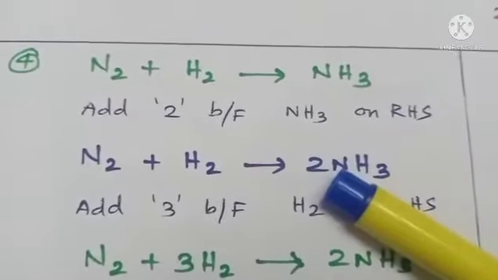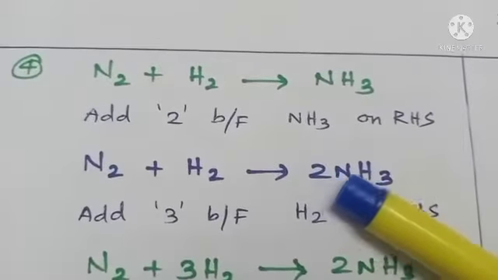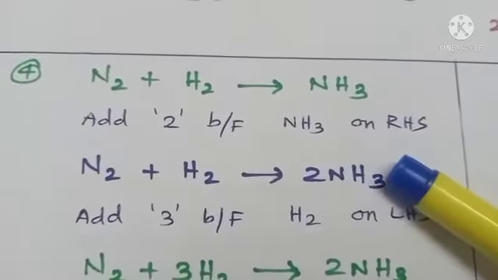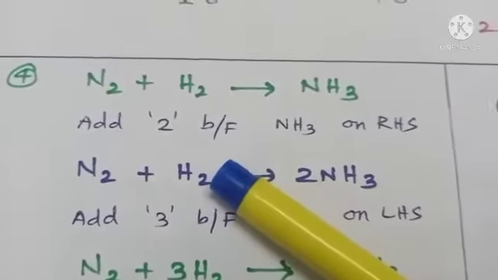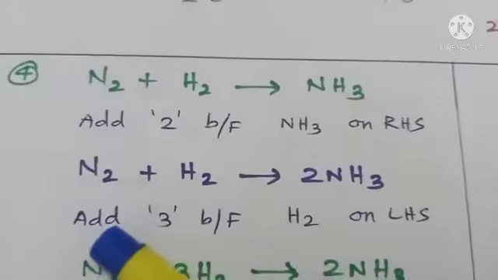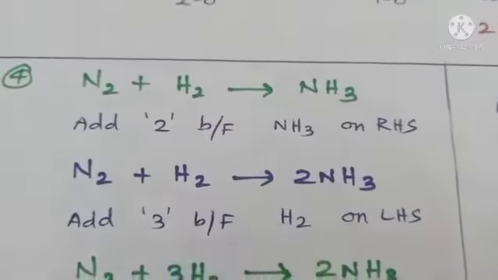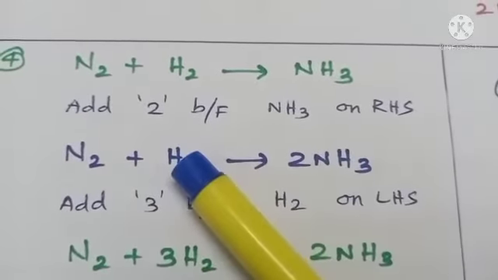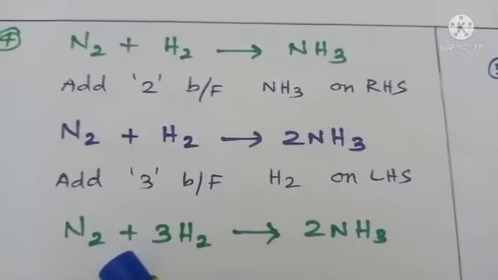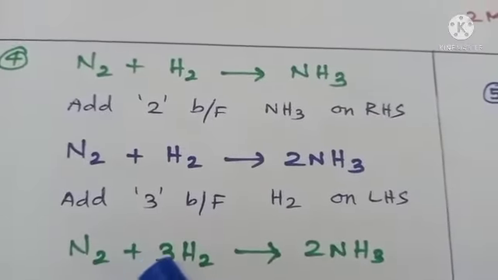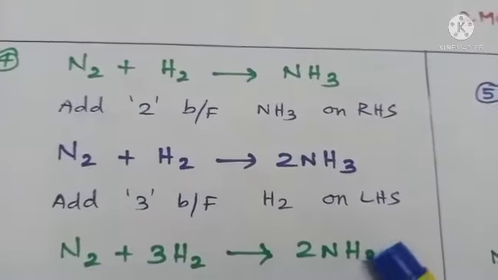But nitrogen is now balanced. When you introduce 2 before NH3, the hydrogen becomes 2 into 3, that is 6 hydrogen atoms, but on the left side you have only 2, isn't it? So to balance hydrogen, I add 3 before H2 on the left hand side. Now the hydrogen becomes 6 on either side. So finally you get the balanced Haber's process equation: N2 gas plus 3H2 gas gives 2NH3 gas.